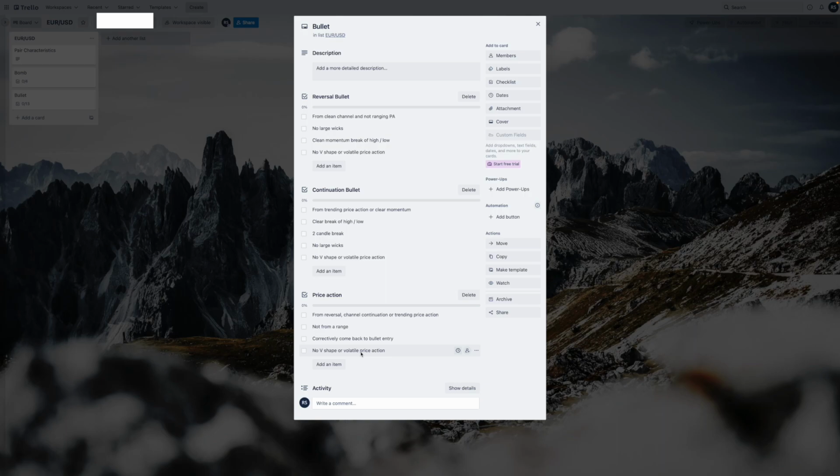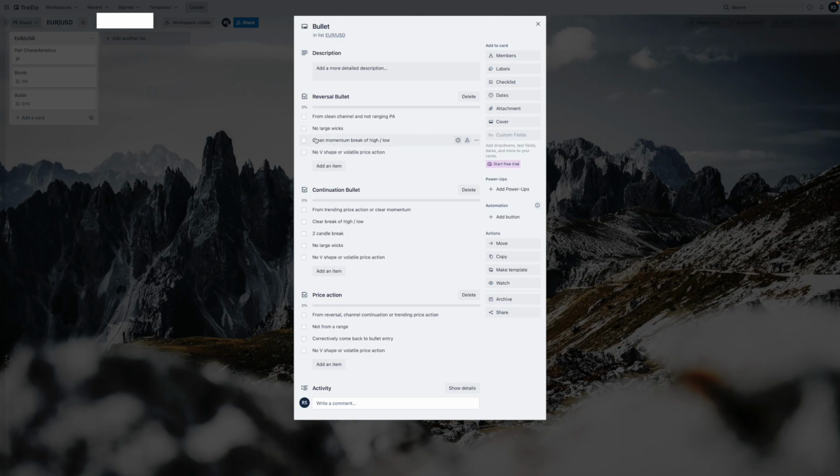So what we'll do now is start with the reversal bullet, because that's the one that I tested first. So from a clean channel and not ranging price action, we don't want to see any large wicks. We want a clean momentum break of the EUR low, and again we don't want any V-shape or volatile price action. This is a really important one for me, because if you've got V-shape or volatile price action, you just don't want to be involved in that.